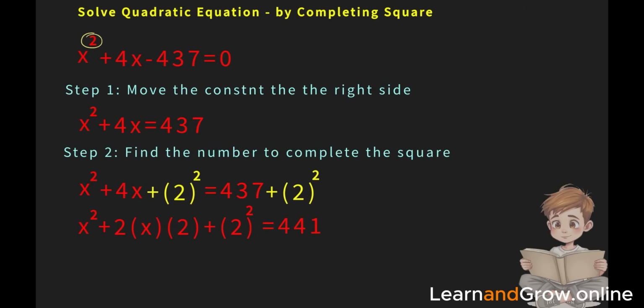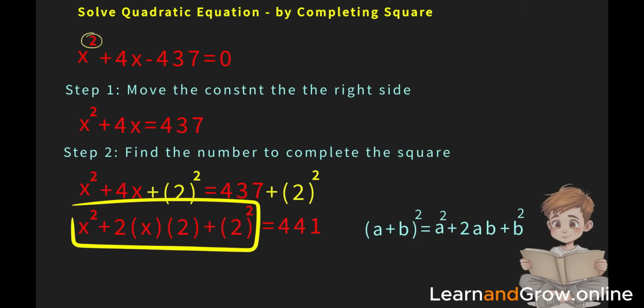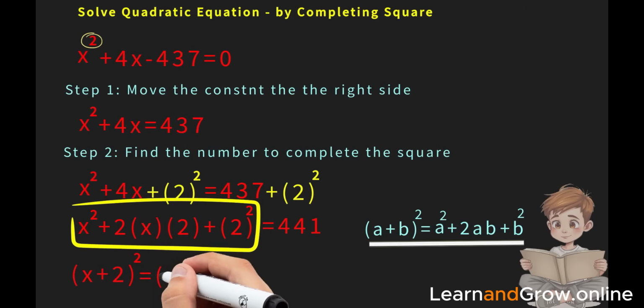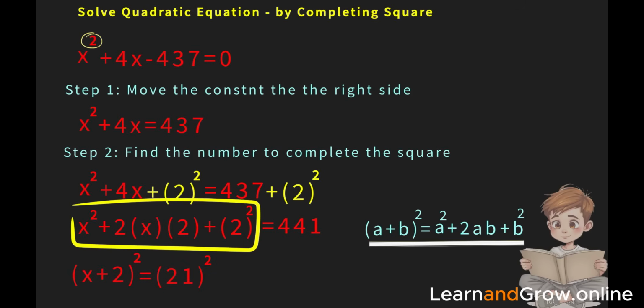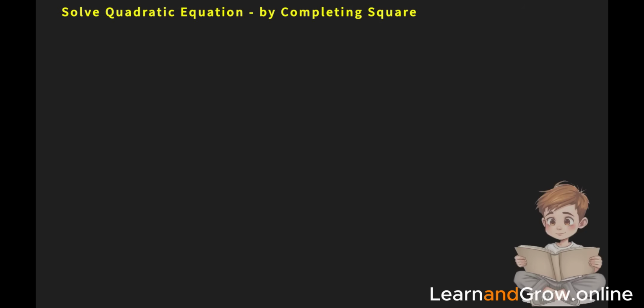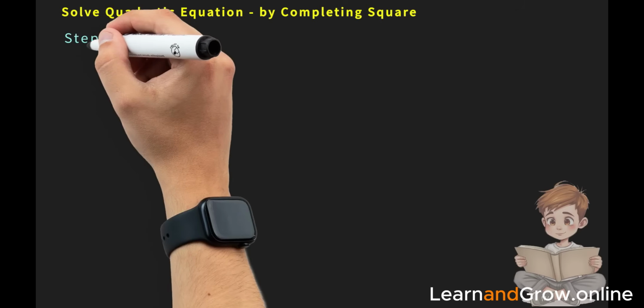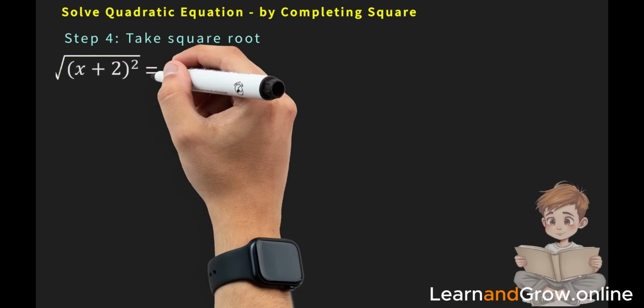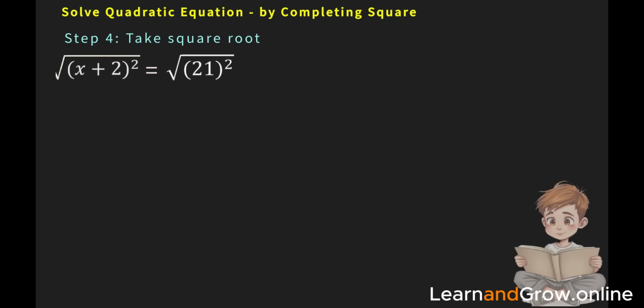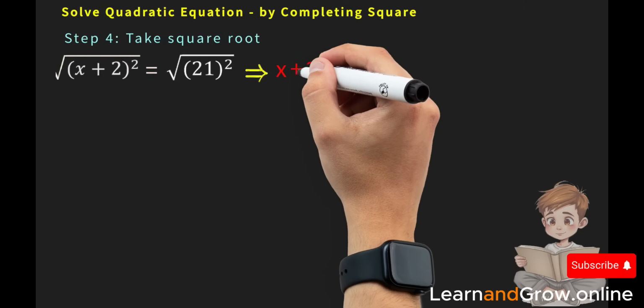Now let's compare our equation with the standard formula. X squared plus 4x plus 2 squared can be neatly written as x plus 2 squared, and 441 can be written as 21 squared. The next steps are fairly simple. Let's move to step 4 and take the square root of both sides of the equation. Squares will be cancelled with the square root, and we will get x plus 2 equals plus or minus 21.